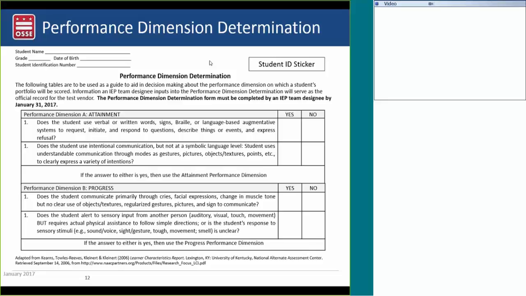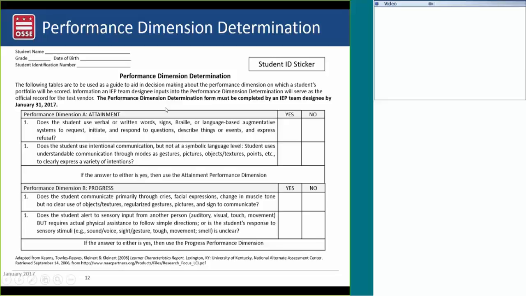So read this carefully if you haven't already filled one out, and take a close look at the paperwork that you may have filled out during the last IEP annual review and make sure it is accurate. I'm going to talk more about scoring later in the presentation, and we'll speak more specifically to attainment and progress and how we use that to score the performance dimension.